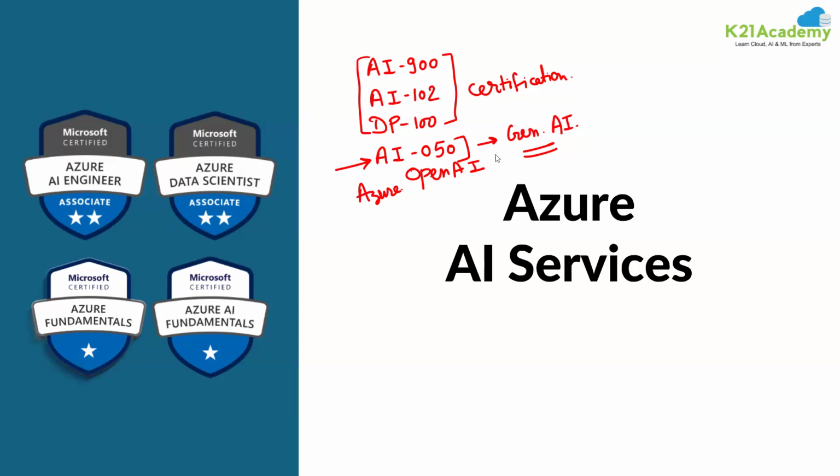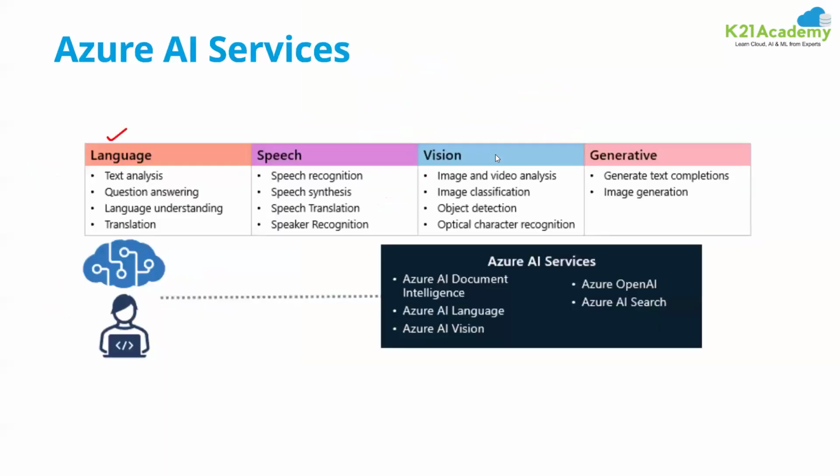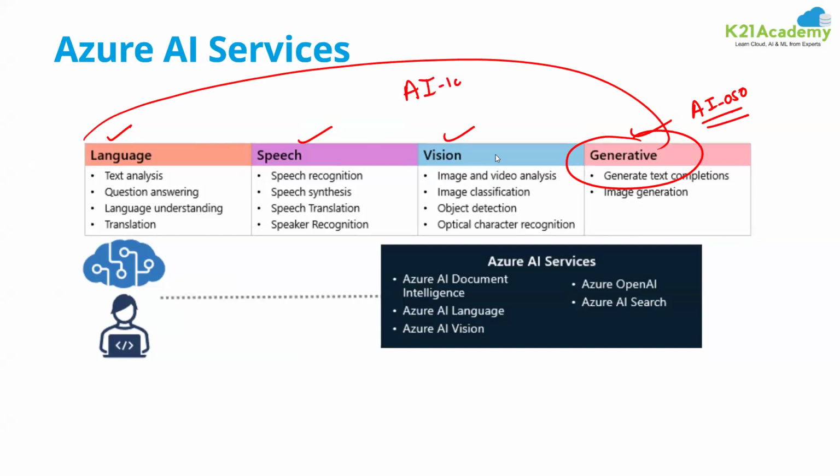In Azure AI services, we talk about AI-102 and AI-900. AI-900 is the fundamental course, and after this comes the associate level course, AI-102. There we are going to cover all the services provided by Azure related to AI. So you will have language, speech, vision, and generative AI. We already discussed all these things. If you have any doubt, you can write in the chat and I will clear those doubts. The language, speech, vision, and generative parts are covered in AI-102. There will be a total of six modules.